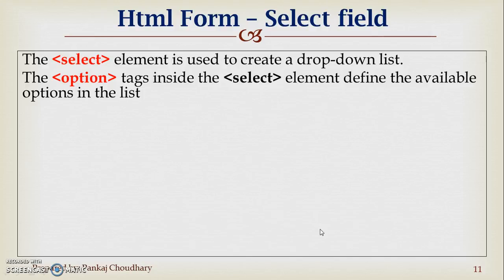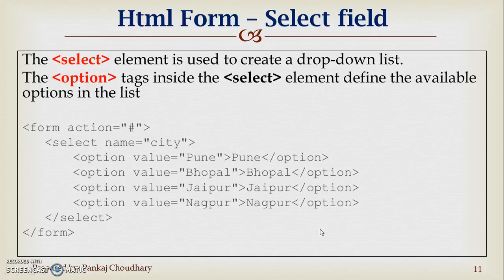Now the next element of the form is select. It is used to create a drop-down list, and the option tag inside this select element defines the available options in the list. Here is the sample code for creating a drop-down list. We have created a form with action hash, and this form contains only one input element, which is of type drop-down list.